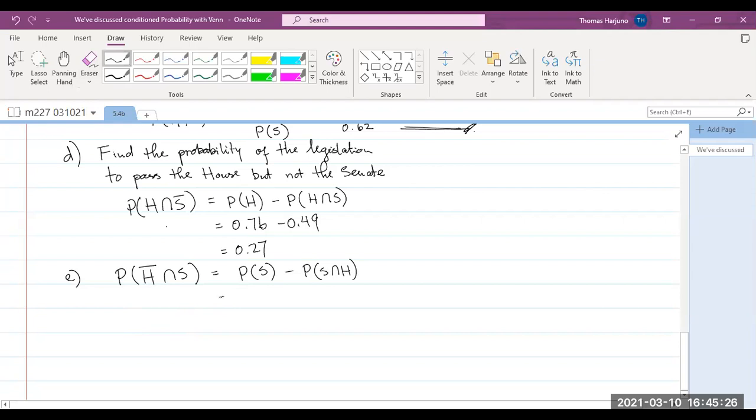Probability of passing the Senate is 0.62 minus 0.49 equals 0.13.